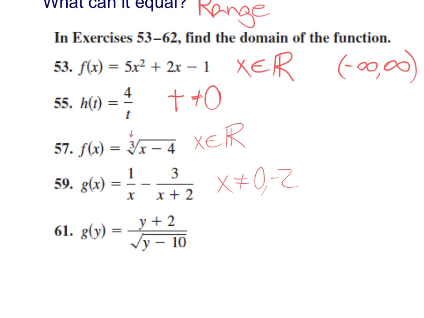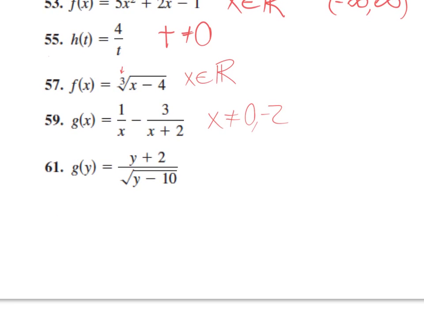Now 61. All right, 61 here. We have y plus 2 over the square root of y minus 10. Let's think about this one for a sec. There's a couple of things going on. What are the parent functions here? It's rational and radical. We have a radical inside a rational function. Okay? So we need to consider both of those as we're determining the domain.